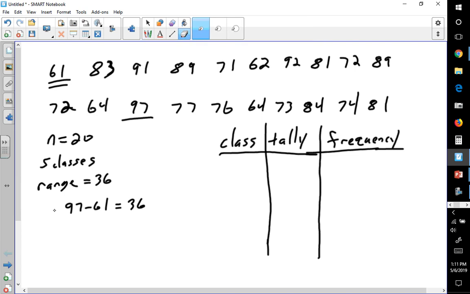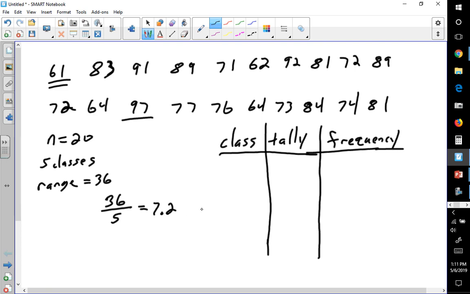So that's our range. If we want to know our class width, we take our range divided by the number of classes. 36 divided by 5, that's 7.2. If we don't want a decimal value for our class width, let's round up to the next largest integer. So that would be 8.